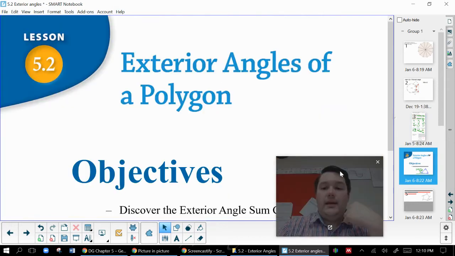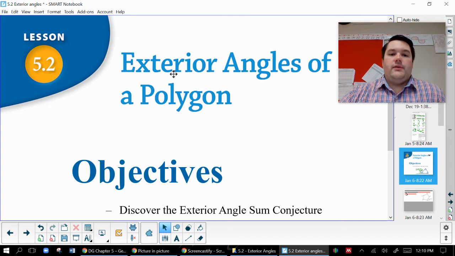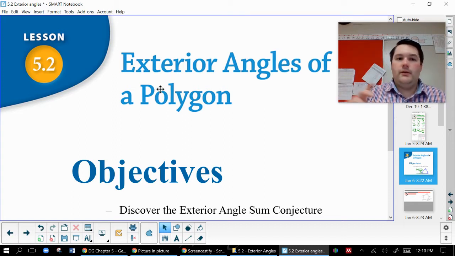Okay, so today we are moving on to section 5.2, which is the exterior angles of a polygon. Yesterday in 5.1, we talked about the interior angles.